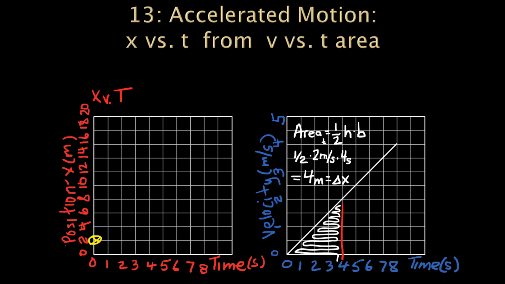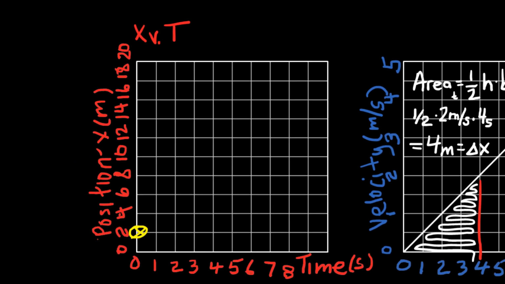Let's come over to the position versus time graph. Okay, so our position at 4 seconds is going to be our initial position, 2 meters, plus our displacement, 4 meters. That tells us our position at 4 seconds. So yes, our position at 4 seconds is 6 meters.